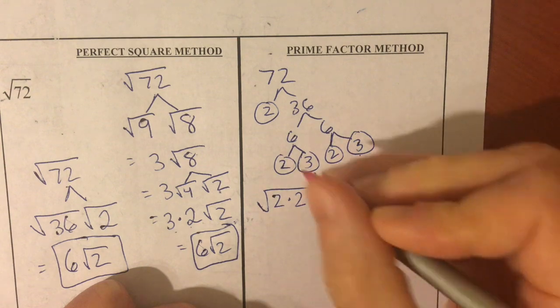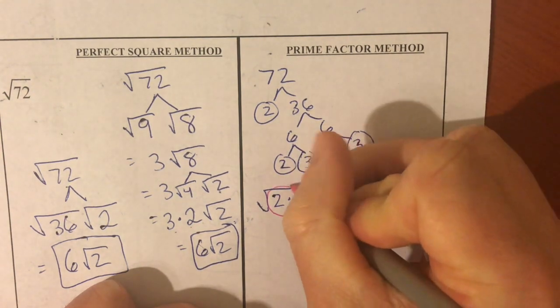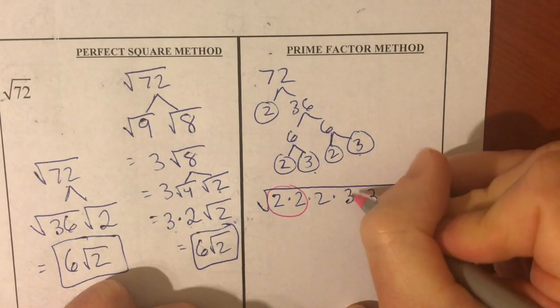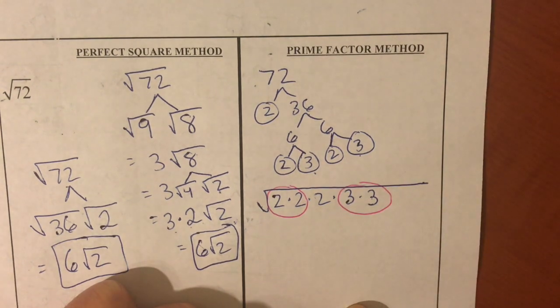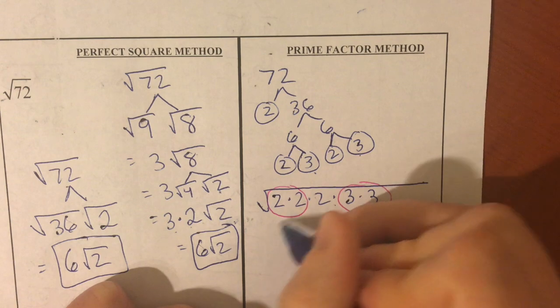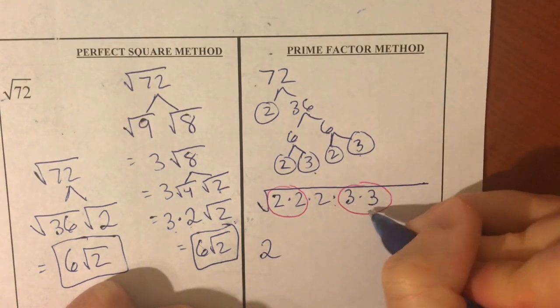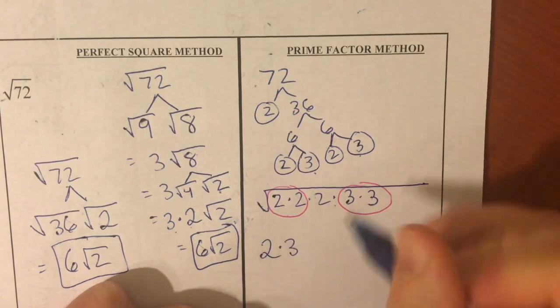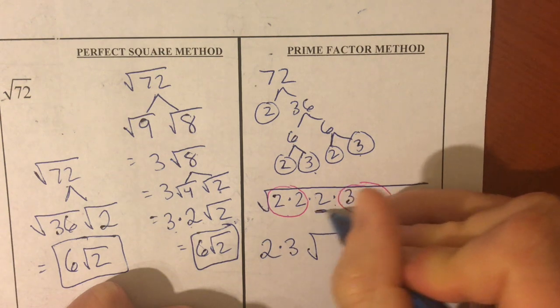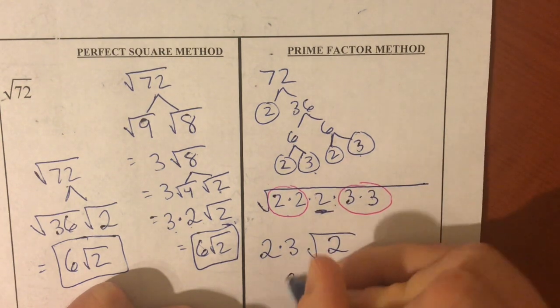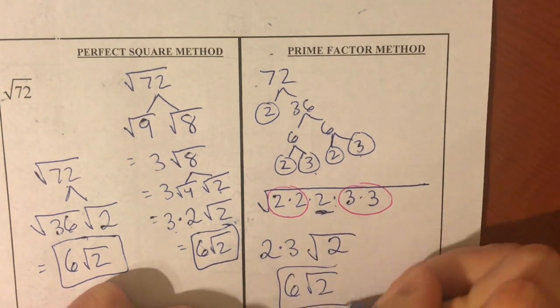Anything that appears twice, you get to take out one of those. Anything that appears twice, there's 2 3's. And there's this 1 2 left over. So I'm making groups of 2. On the outside, I take out a 2 and a 3. On the inside, there's this 1 leftover 2. And we have 6 root 2.